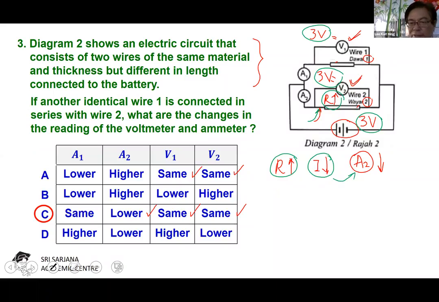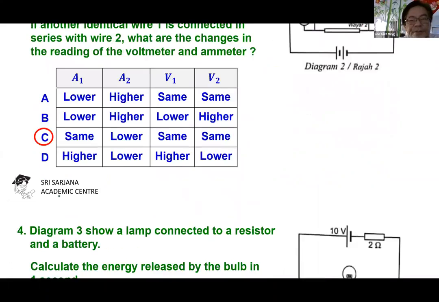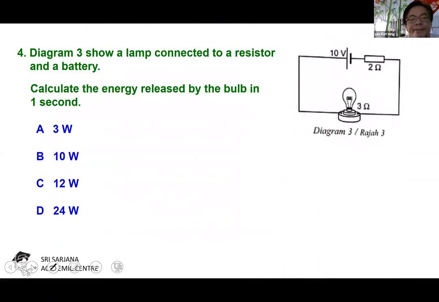So the ammeter reading is lower, but you don't disturb the circuit at the top here. That means your current here is the same, which I label as I1. Therefore, your reading of A1 will still be the same. Clear? That's why the answer is C. All right, let's move. These are a little bit important.